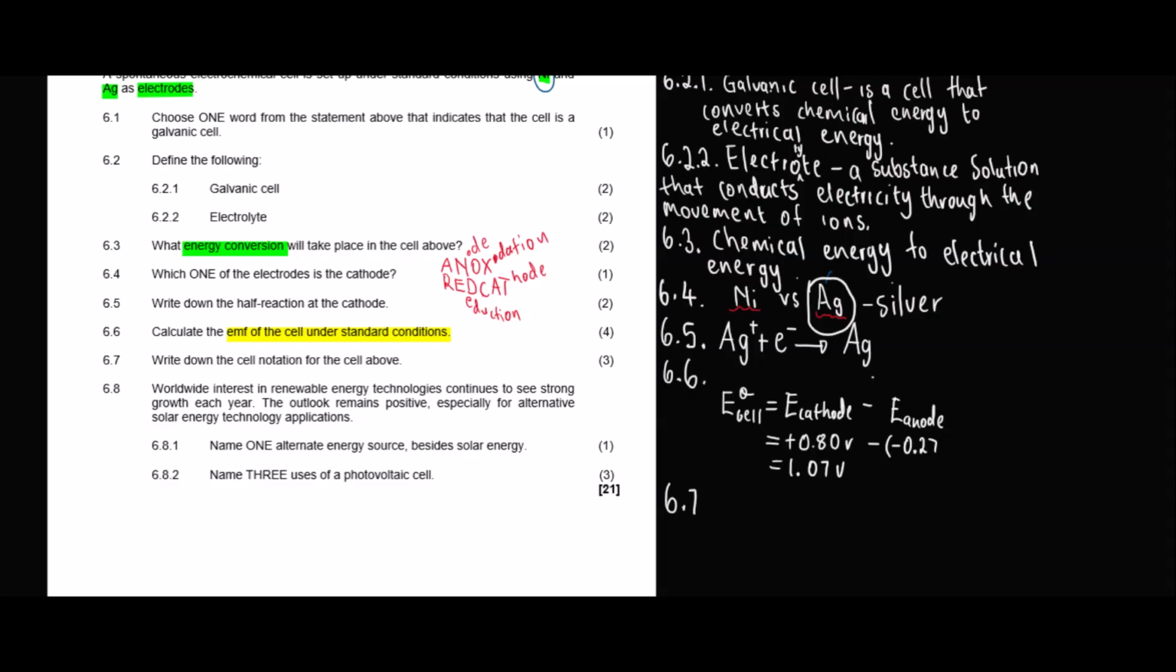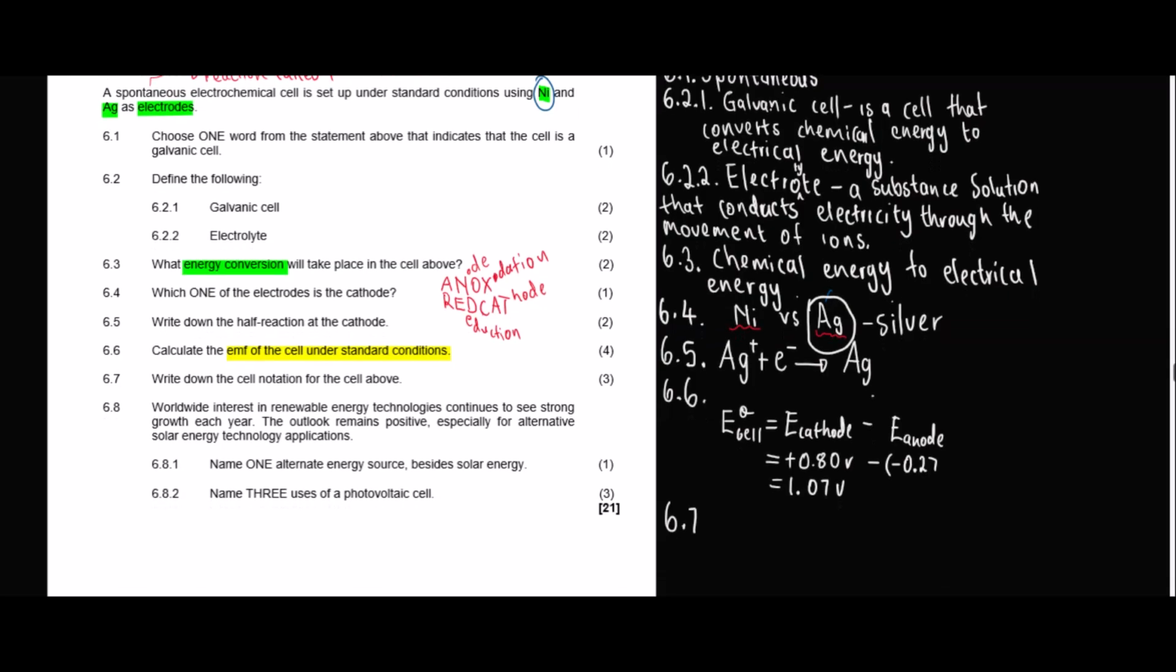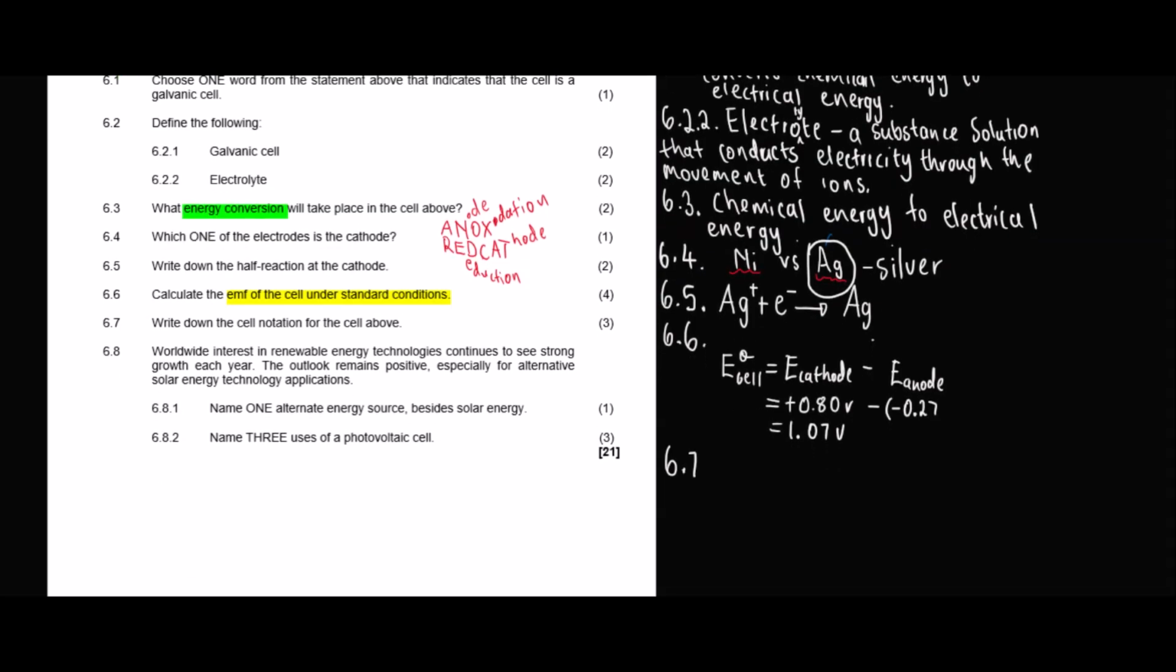Now, when we go to 6.7, the question is just saying that we need to write down the cell notation for the above cell. So this is a very simple question to do, but I noticed that students find it a little bit challenging because you just have to recall. Normally what I advise is that we start with the anode, then we draw the salt bridge, then we go to the cathode. So anode, salt bridge, cathode.